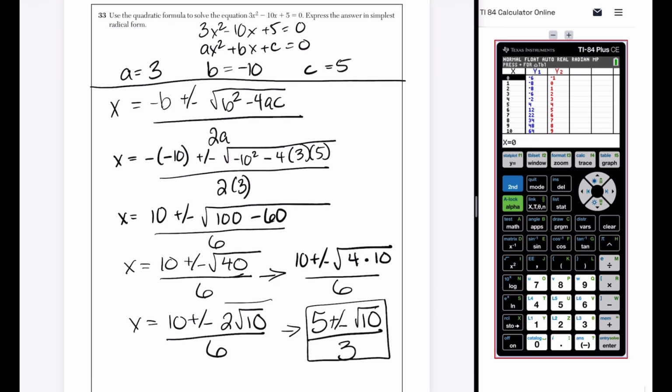So x can be equal to this. And I'm wondering, and this is where I want to see, to get the full 4 points, would I have to do 5 plus or minus square root 10 divided by 3? Or what if you had just left it as 10 plus or minus 2 square root 10? Would that have counted? It's just something I want to look into, because I think they will give you full credit for either answer, but I want to double check to see what the state would give.